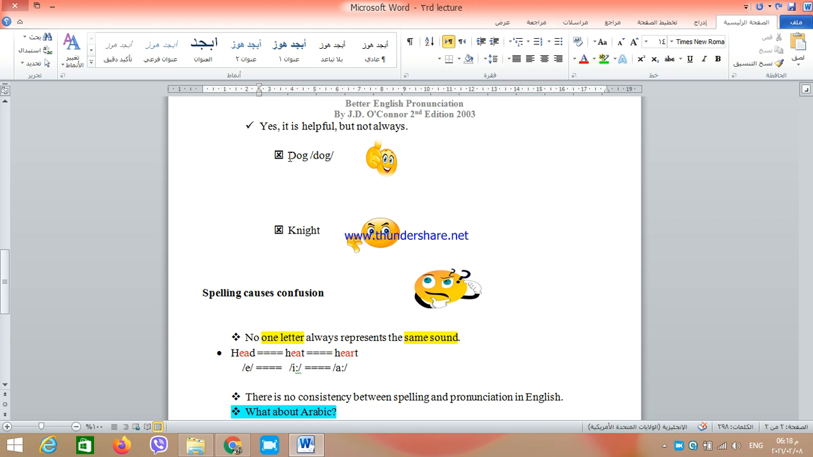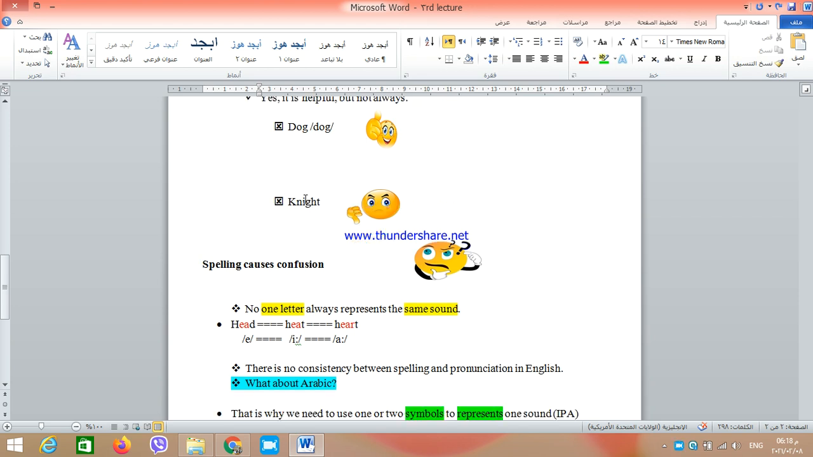Look, here we have the word dog, which is pronounced dog. So almost we have similarity between spelling and pronunciation, and the guy here is happy with that. What about the word night? If we transcribe this word, we're going to pronounce it like this. Night. So where is the K sound? It's not pronounced. Where are the GH letters? They are not pronounced. So in this case, our guy is unhappy with the inconsistency between spelling and pronunciation.